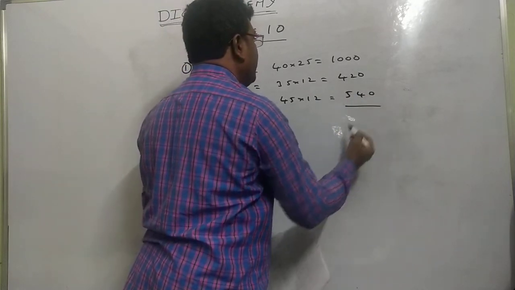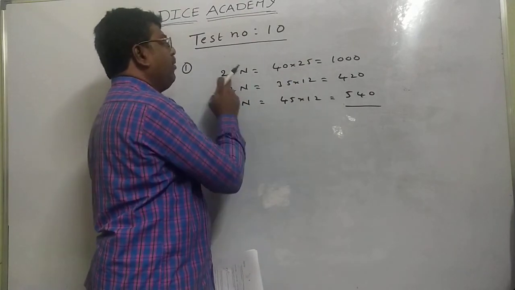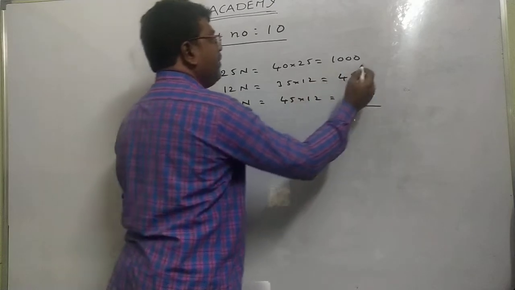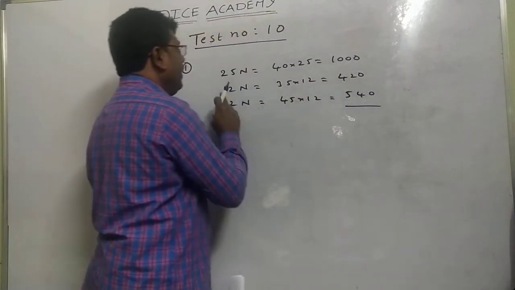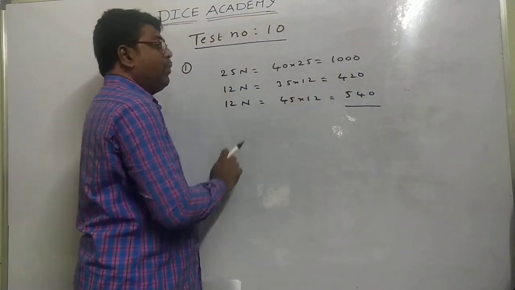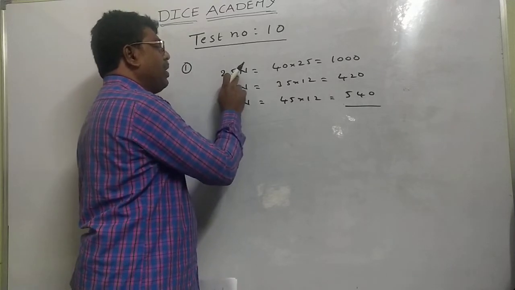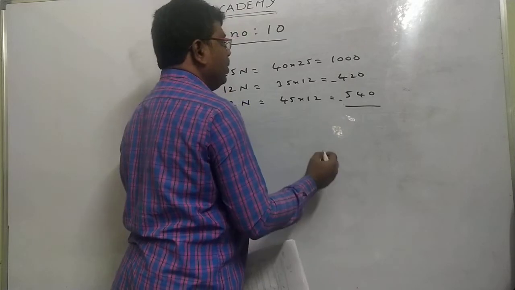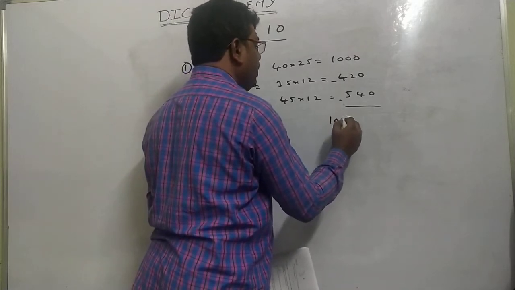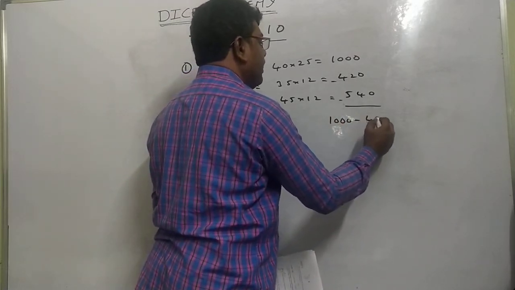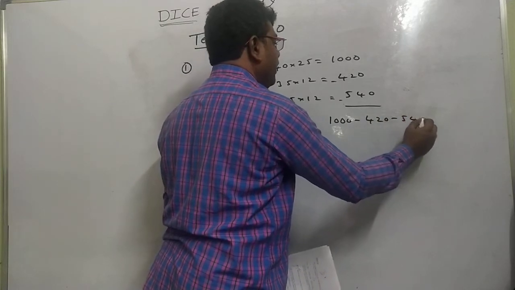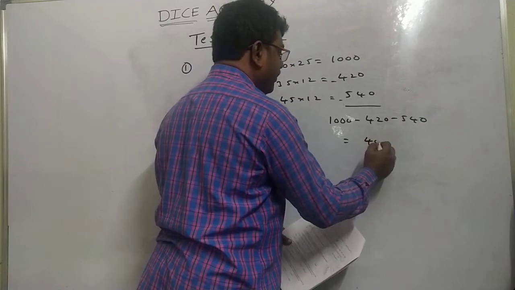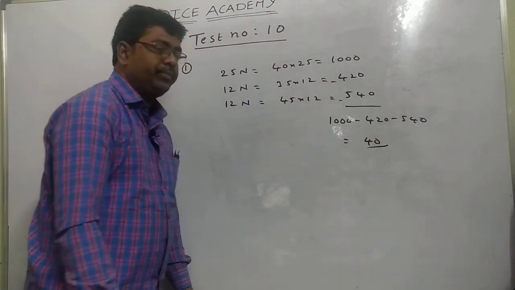So observe here, in the first equation we have 25 numbers. In the second and third equations you have 12 and 12, which is 24 numbers. Subtract these 24 numbers from 25 numbers, minus and minus here. So 1000 minus 420 minus 540 gives the required number. Therefore the required answer is nothing but 40. This is the first answer.